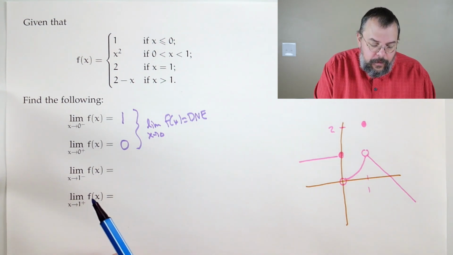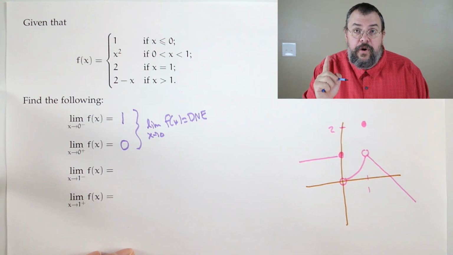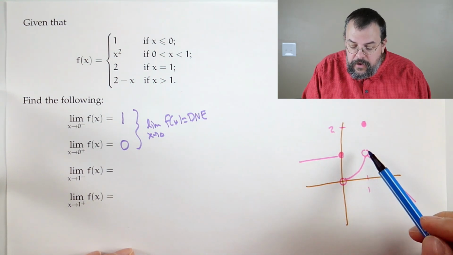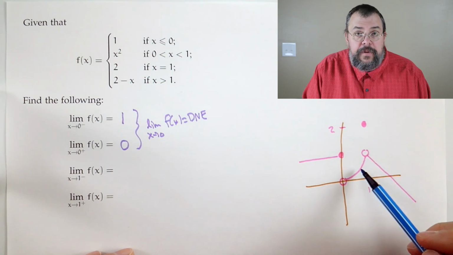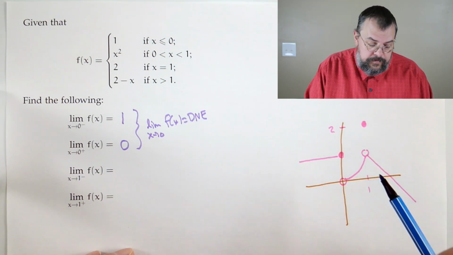All right. Now, how about 1? As I approach 1 from below, the question is, what's just below 1? What's just below 1 is that part of the parabola x squared. And the behavior is it's approaching 1.